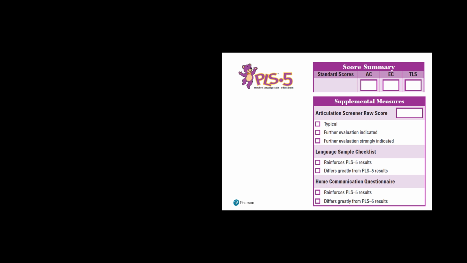So on the 2 tests, if we look at them for a side-by-side comparison, PLS has 2 major subscales. So you get a score for auditory comprehension and expressive communication separately. Either one can be used to qualify a child for services, whether the child has a primarily receptive disorder, a primarily expressive disorder, or a total language disorder that takes into account both. But the score on each subscale can be used for diagnosis. And then there are some supplemental measures that are criterion referenced.